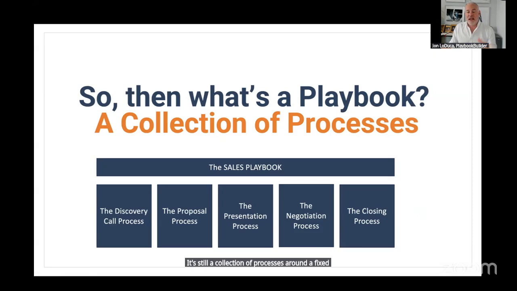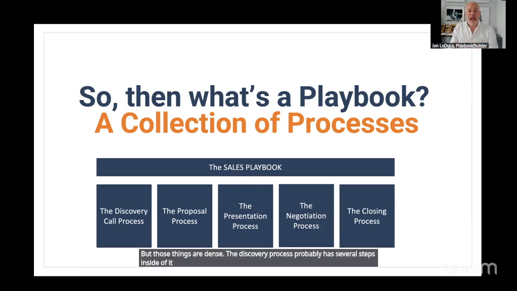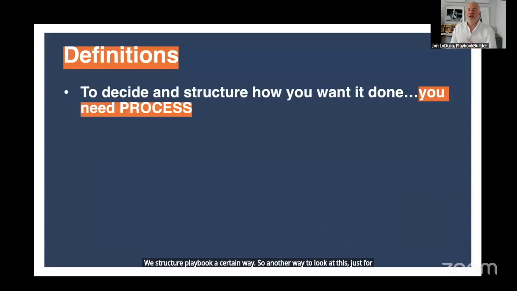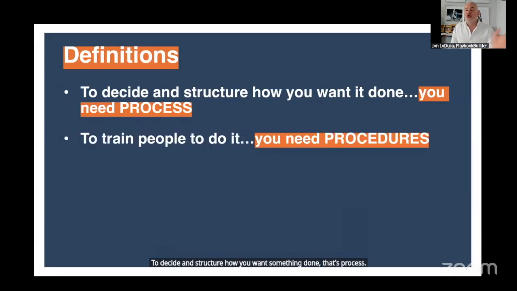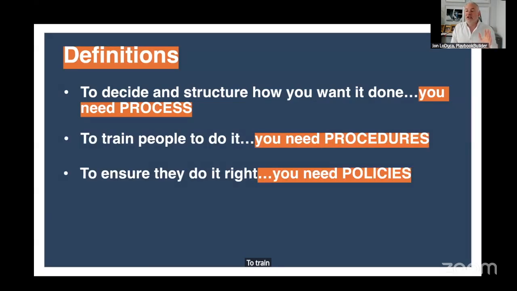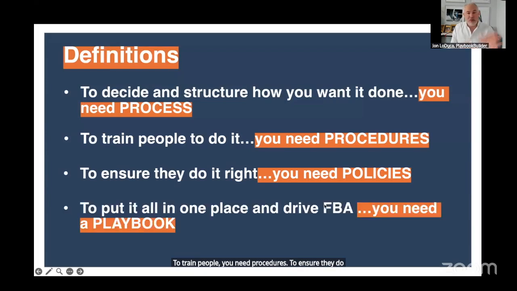It's a sales process, but those things are dense. The discovery process probably has several steps inside of it, and it has to be handled with care. So to give you the elbow room to really unpack that, we structure a playbook a certain way. Another way to look at this, just for definitional sake: to decide and structure how you want something done, that's process. To train people, you need procedures. To ensure they do it right, you need policies. And to put it all in one place and drive FBA, you need a playbook. You need a place to house it, like a center, one source of truth for your company.